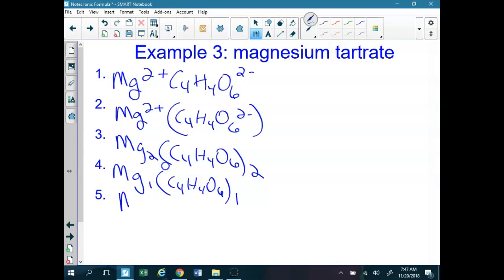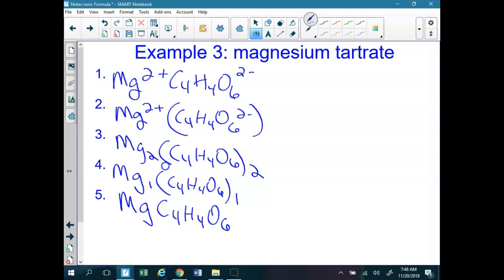So this ends up being Mg C4H4O6. If a parentheses is followed by a 1, you get rid of the 1 and the parentheses. Let me say that again. It's the only time you get rid of parentheses. If a parentheses is followed by a 1, like you see in this example, when you rewrite, you will clean up the 1 and the parentheses. They both will go away. That's the only time you can eliminate a parentheses, if it's followed by a 1. Because this says we have 1 unit, and that says we have 1 unit.